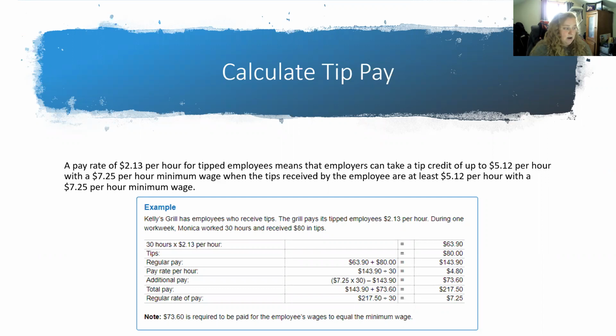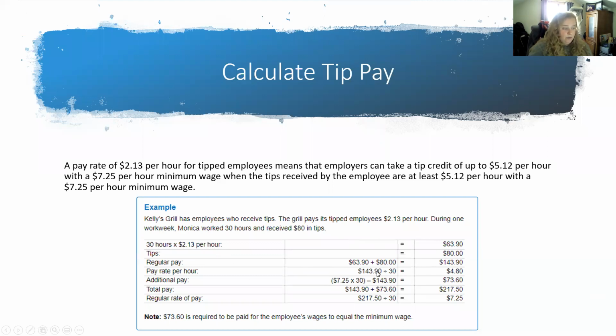During one work week, Monica worked 30 hours and received $80 in tips. So let's look at her pay really quickly. She worked 30 hours times her $2.13 per hour and got a total of $63.90, plus she got $80 in tips. So if we add those two things together to get her regular pay, she got $143.90 for the 1 week.